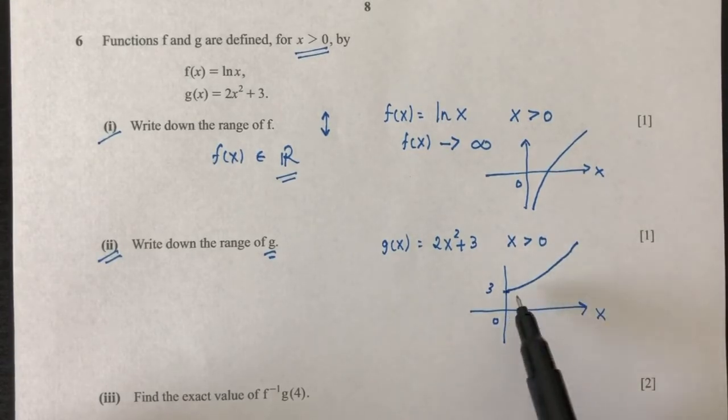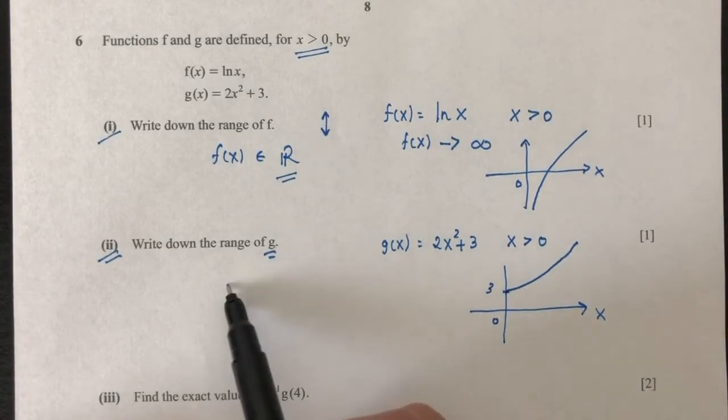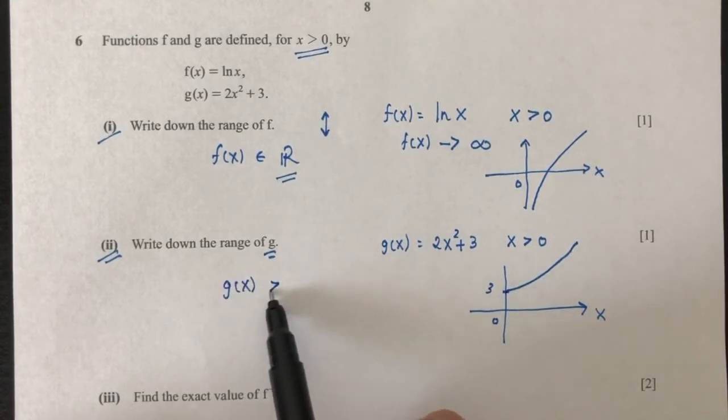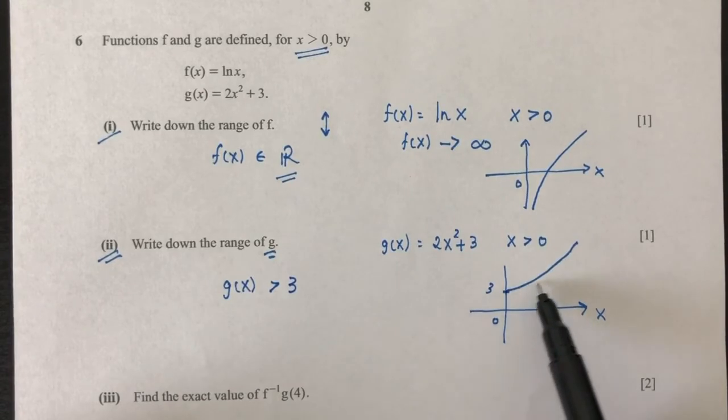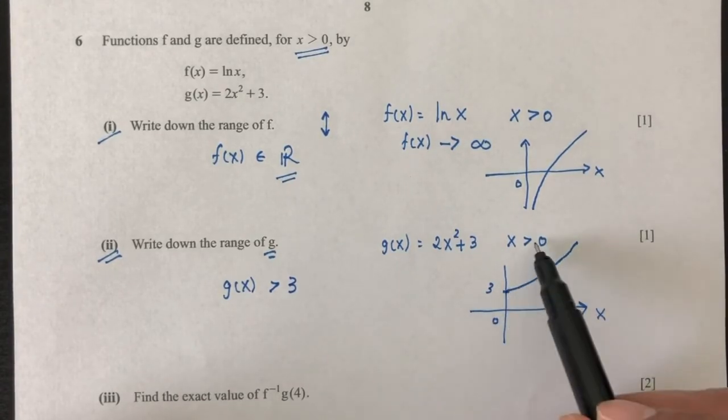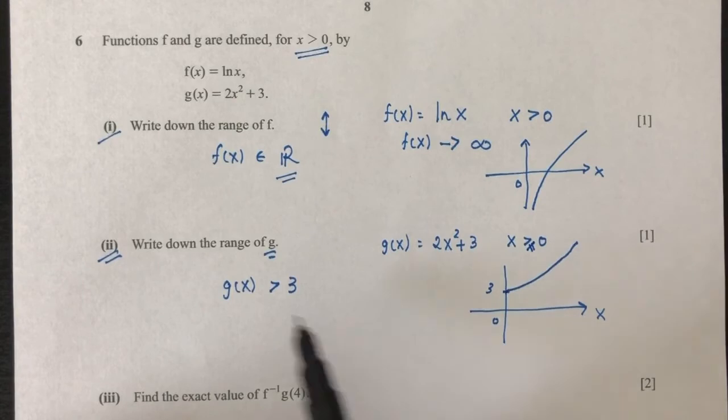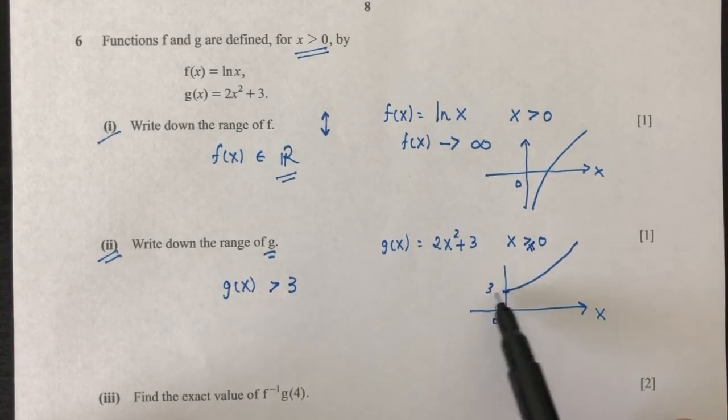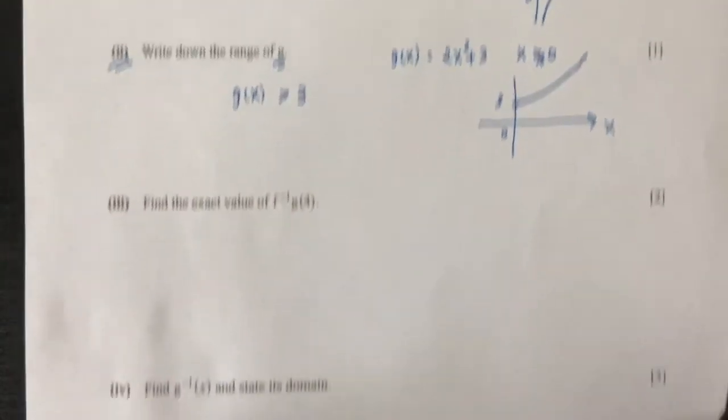So in this case, the minimum value will be more than 3. So g of x will be more than 3, going up from 3. It is not equal because we don't have an equal sign here. That's why it's not equal. If not, the minimum value would be 3. That's the range of g of x.